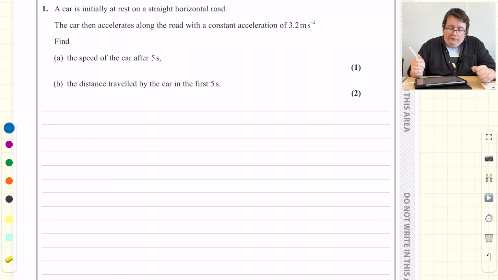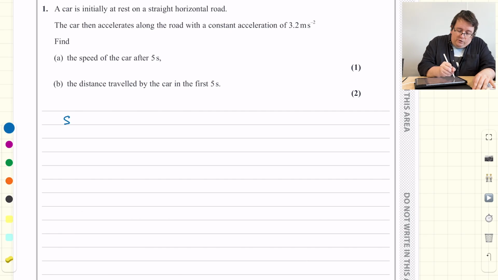So this is question number 1. A car is initially at rest on a straight horizontal road. The car then accelerates along the road with a constant acceleration of 3.2 meters per second squared. Find part A, the speed of the car after 5 seconds. So constant acceleration, so SUVAT.